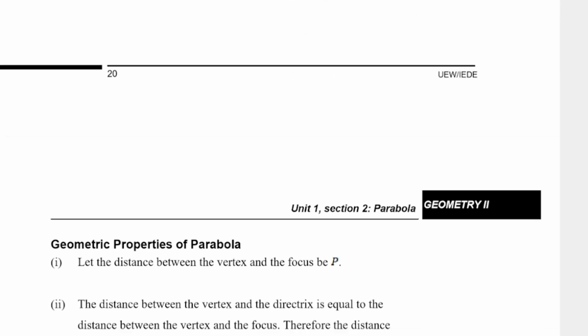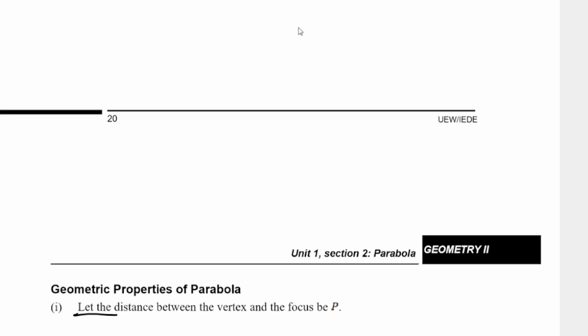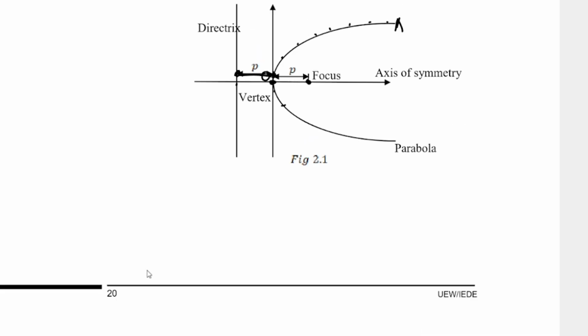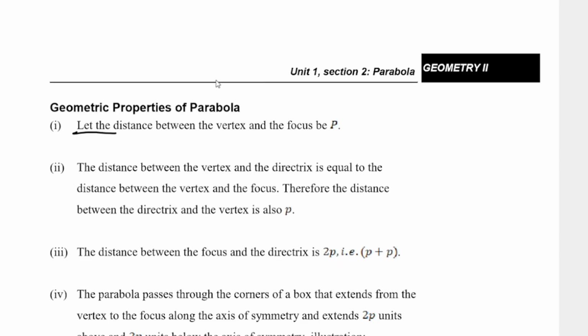All right. Now let's talk about some of the general or geometric properties of a parabola. We've already talked about this, that if the distance between the vertex and the focus is P, then the distance from the focus to the vertex and the distance from the vertex to the directrix will be the same, all P. The distance between the vertex and the directrix is equal to the distance between the vertex and the focus. Therefore, the distance between the directrix and the vertex is also P.